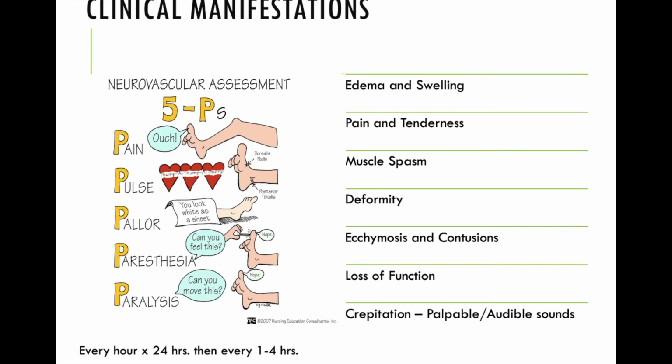So if you see that the extremities are different colors, you do have to notify the provider. Paresthesia: they should be able to feel the areas around the fracture. So if they don't, this is a bad sign. And then paralysis.